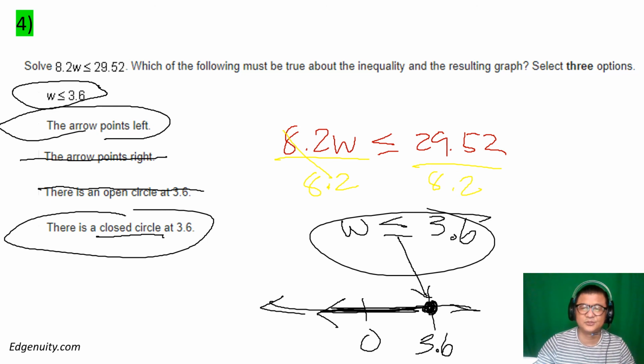So that's how you do one-step inequality with multiplication and division. All right. So remember, results is equal to action plus motivation.